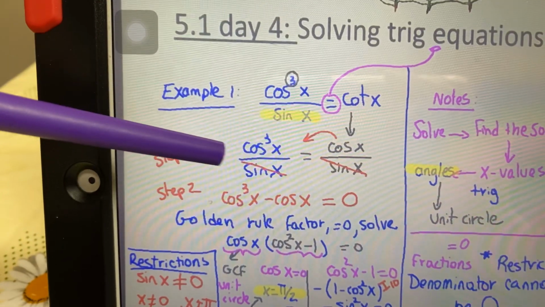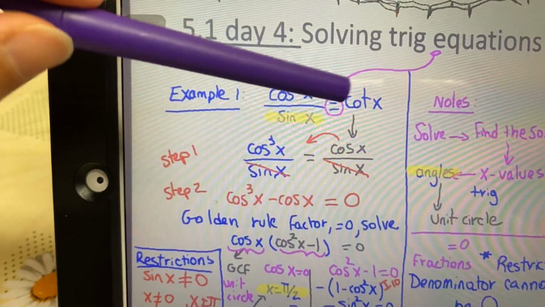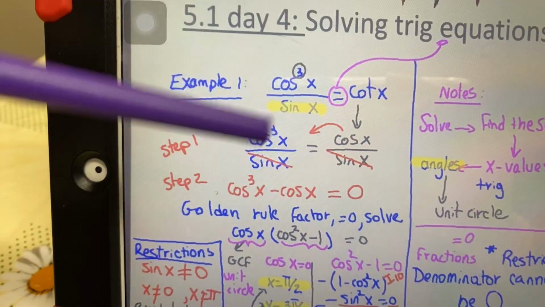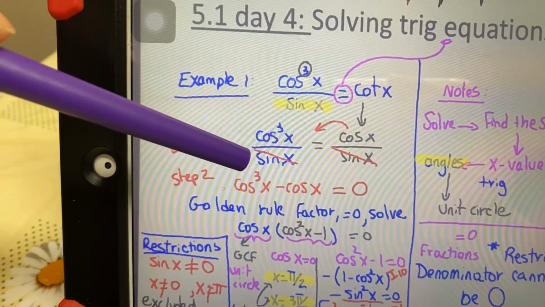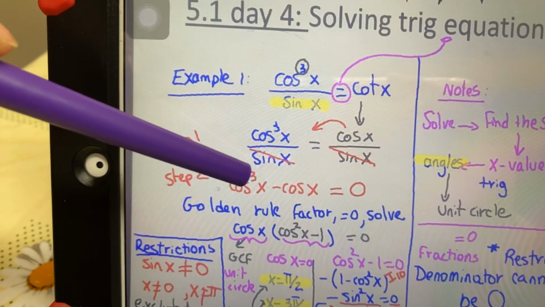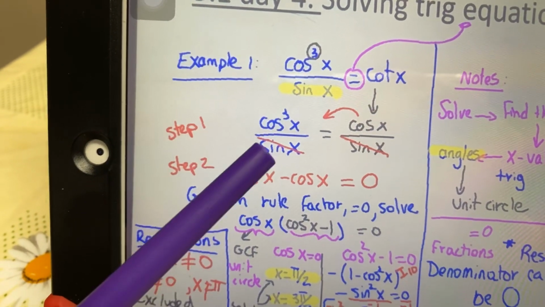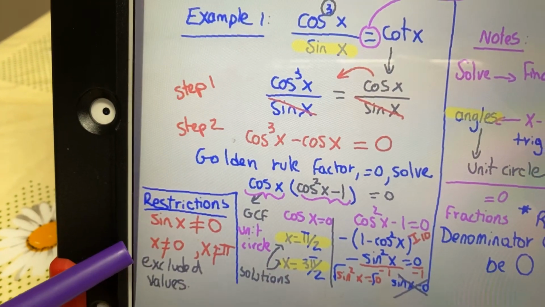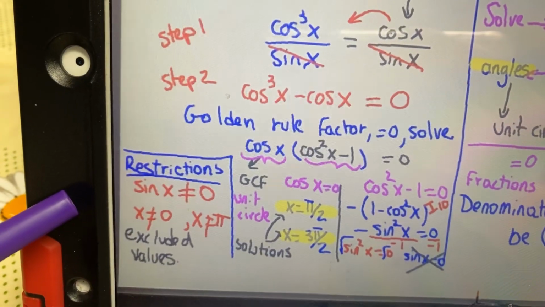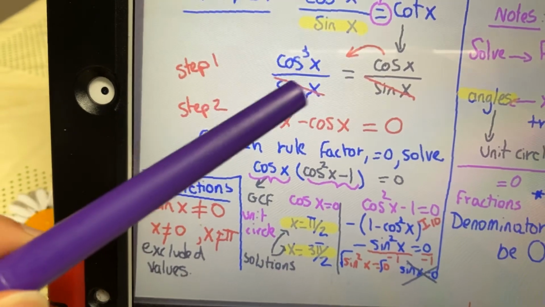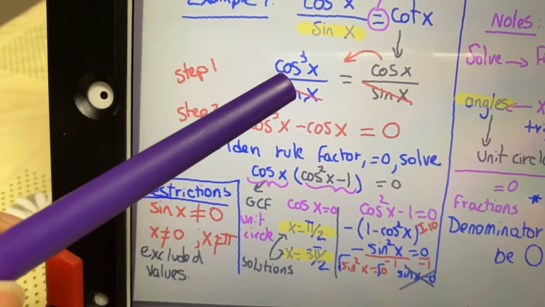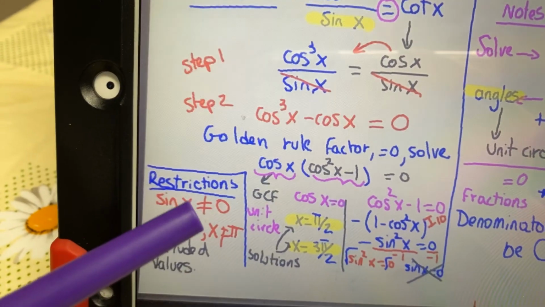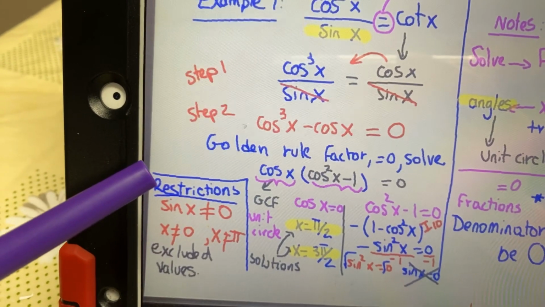So as you see, the first step, I rewrote the cotangent as cosine over sine. Then with sine on each side of the equation, I was able to cancel both of these out. But there's something very important, and we did that before, not with trig equations, with rational ones, but this comes back here because we have a denominator. Whenever we have a denominator, it cannot equal 0. That's what we call restrictions.